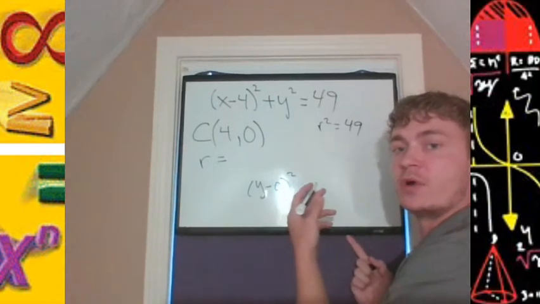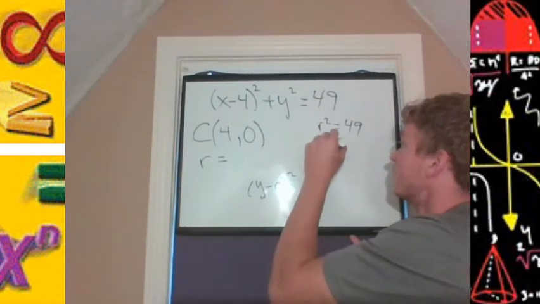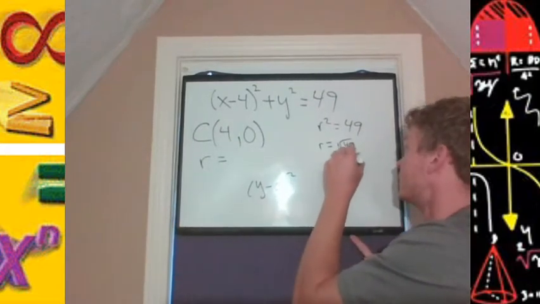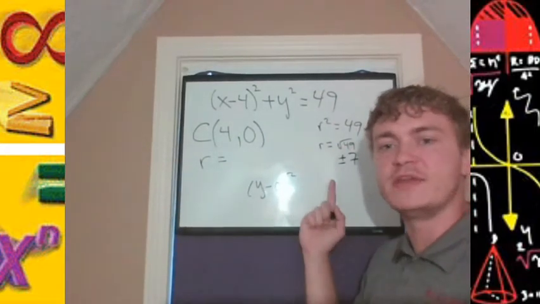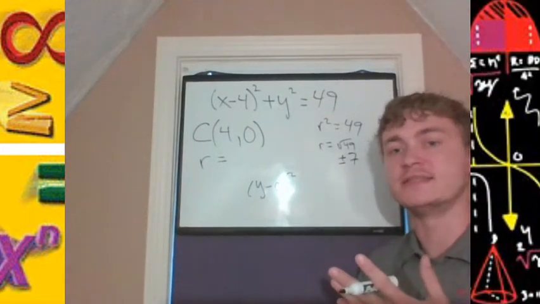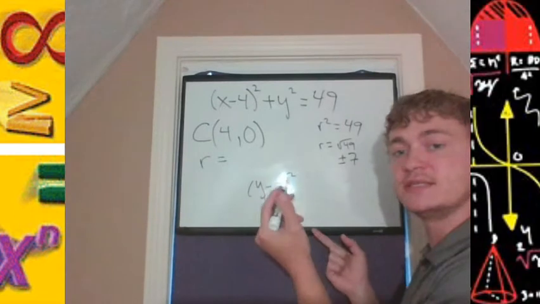Therefore, using the square root method, the square root of 49 is plus or minus 7. But a radius of negative 7 would mean a distance of negative 7, and as we know, distance is not negative. Thus, the radius is 7.